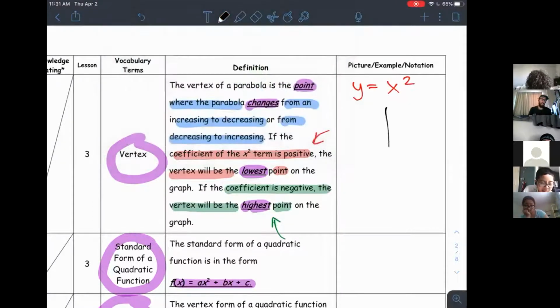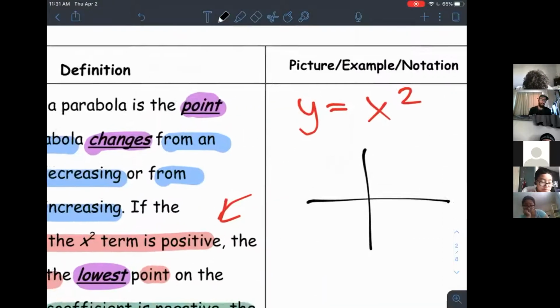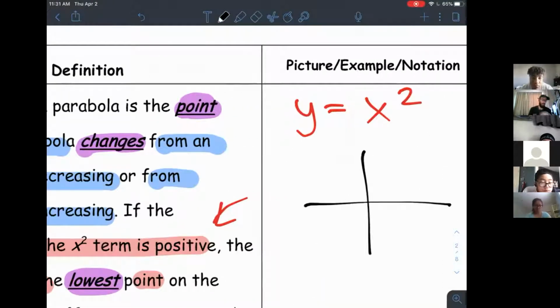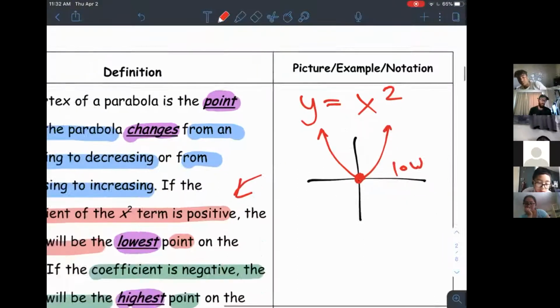our parent function y equals x squared. Notice that the number in front right here is positive, it's positive 1. Our parabola opens upwards. And our vertex, that's the lowest point. We're talking about like range, okay? It's a low point for vertex.